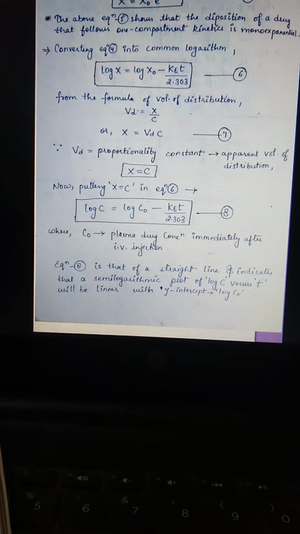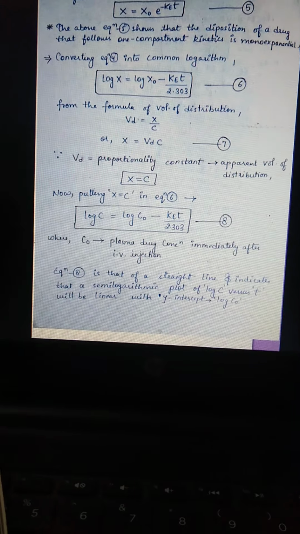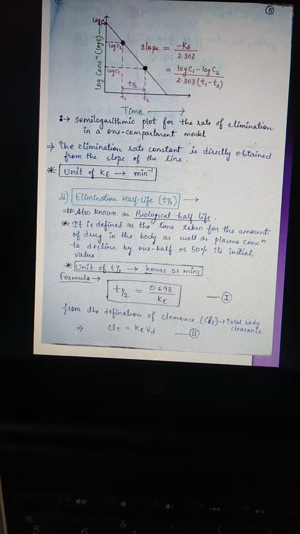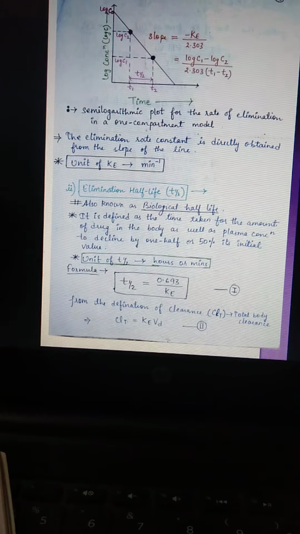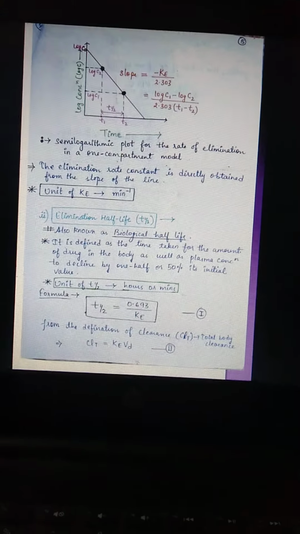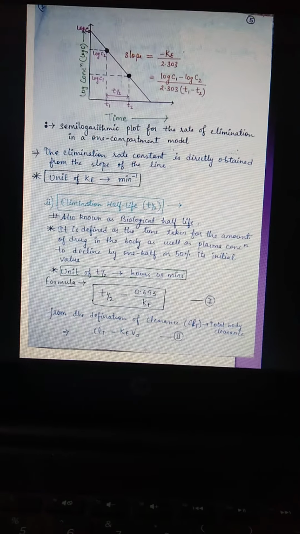It is called log C is equal to log C naught minus Ket by 2.303. So from the slope, the elimination rate constant is directly obtained from the slope of the line.